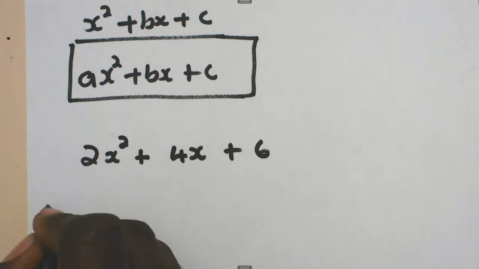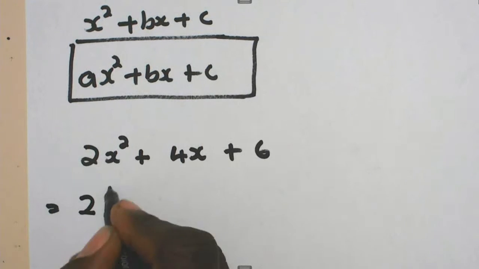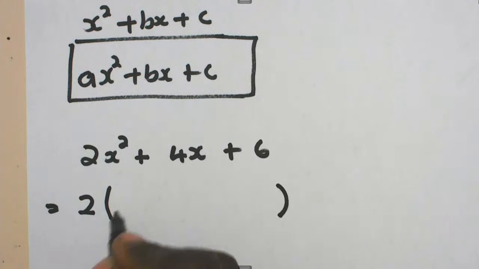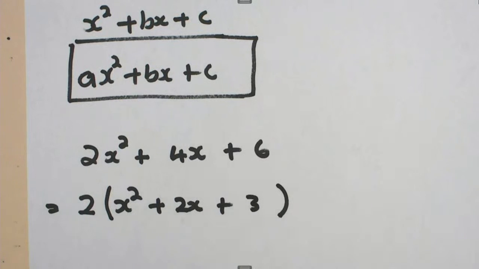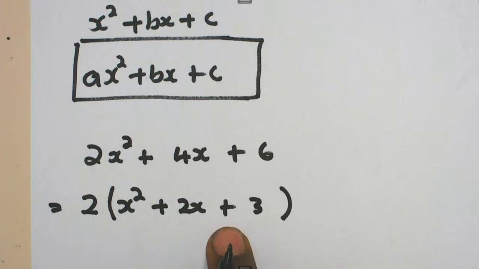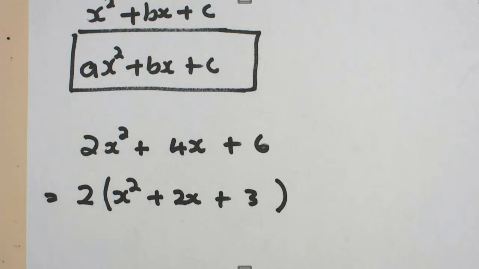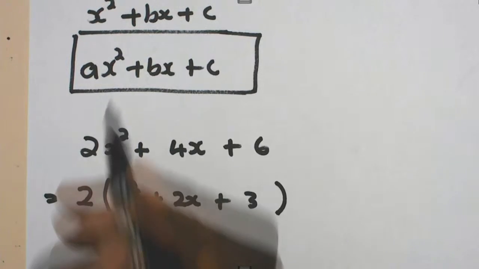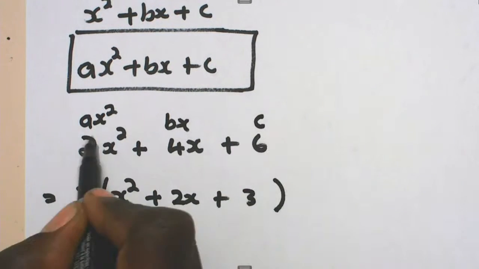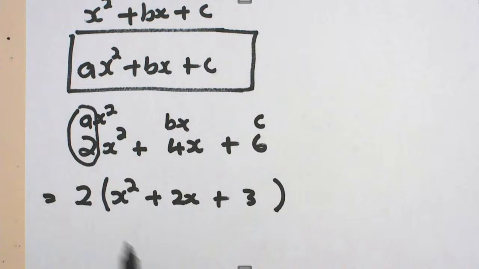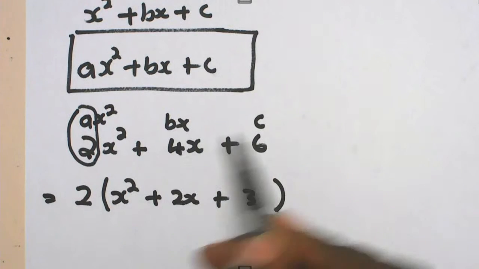Now we're taking out a common factor first, which is 2 in front of the bracket. Then we are left with x squared plus 2x plus 3. Then you can now find the factors in the bracket. This is an example that I just chose off the top of my head, but the proper examples are in the textbooks. I'm just doing it to show you the ax squared, bx and c. Here a can be replaced by 2, b is 4, and c is 6.